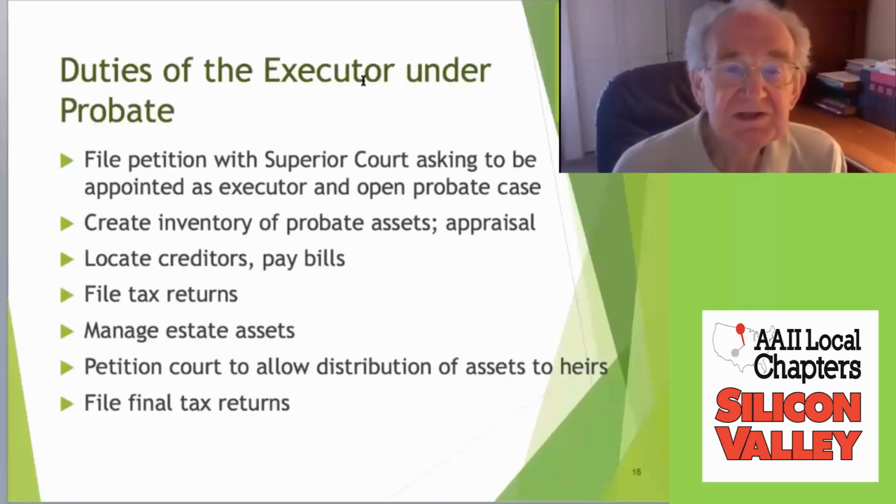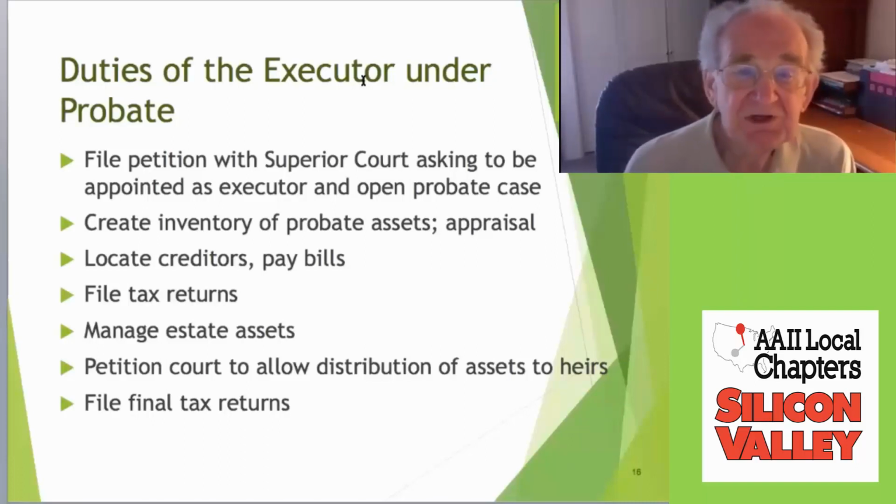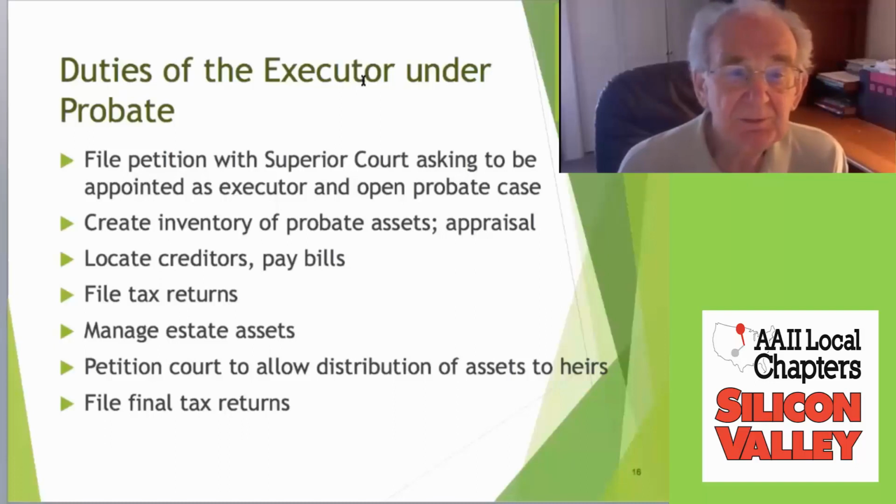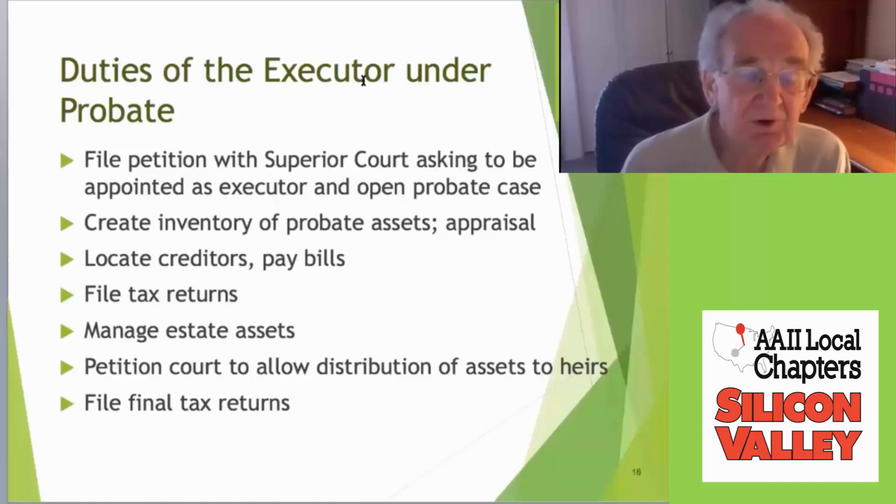So what does the executor have to do? Well, the first thing the executor has to do is to file a petition with the Superior Court asking to be appointed as executor and to open probate. And as I've said before, the judge will probably appoint the person named in the will as executor, but he doesn't have to if he thinks it's not appropriate.